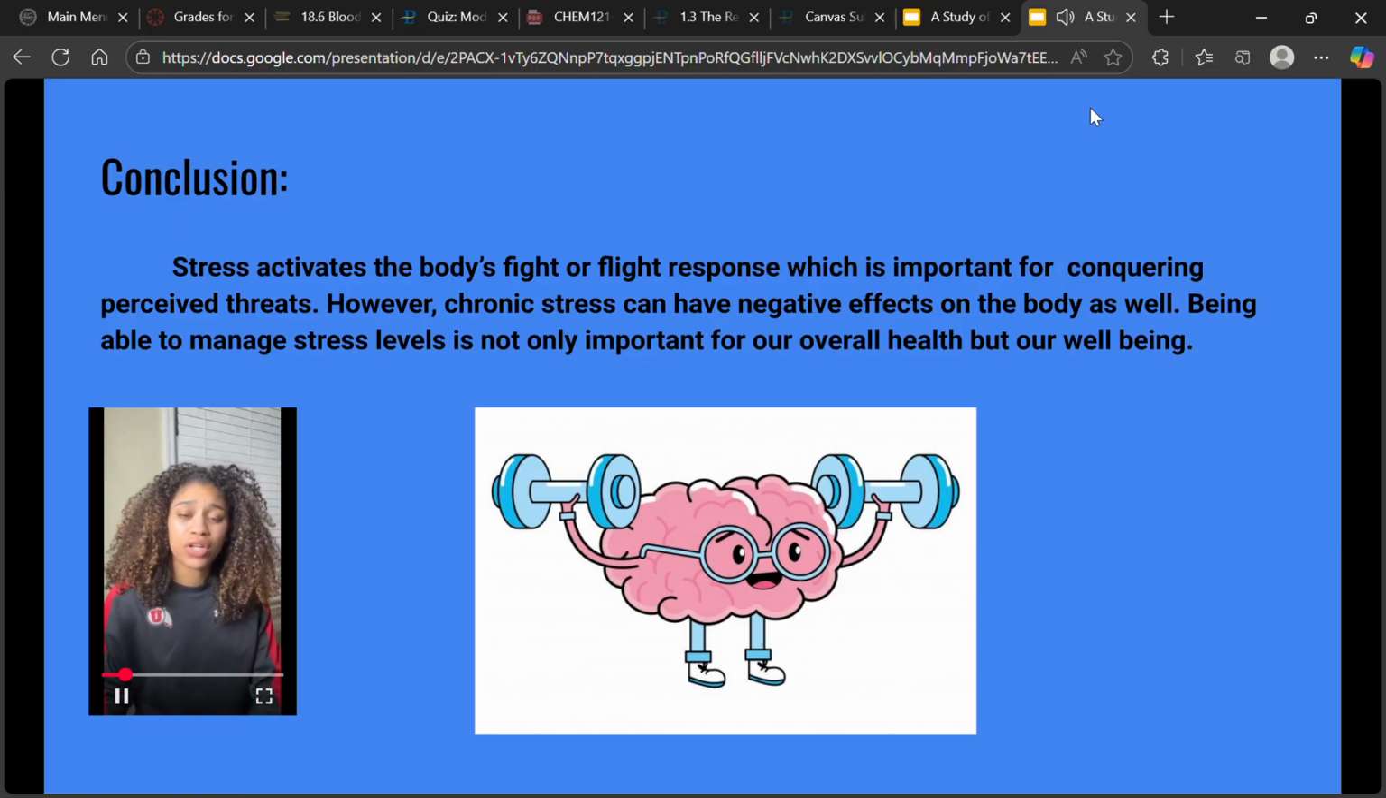Conclusion. Stress activates the body's fight or flight response, which is important for conquering perceived threats. However, chronic stress can have negative effects on the body as well. Being able to manage stress levels is not only important for our overall health, but our well-being.